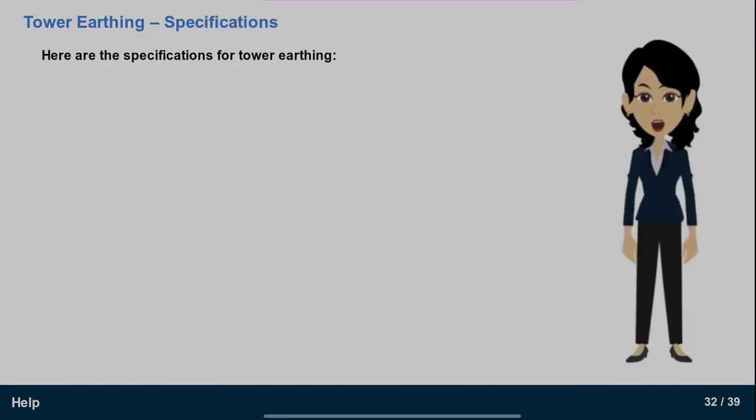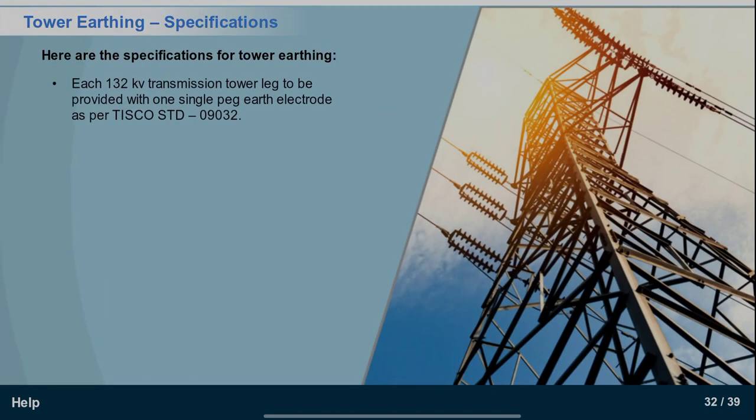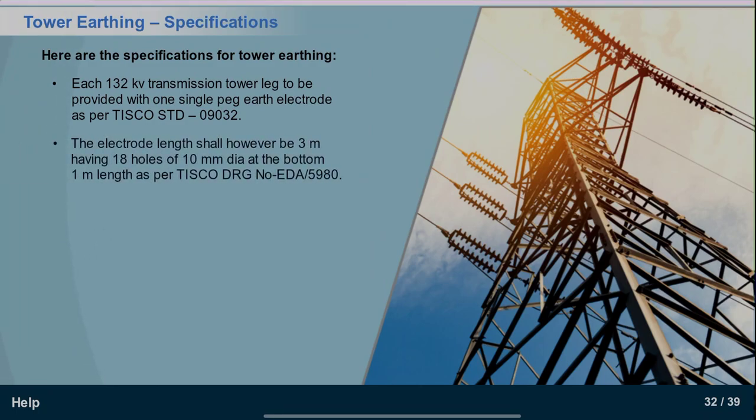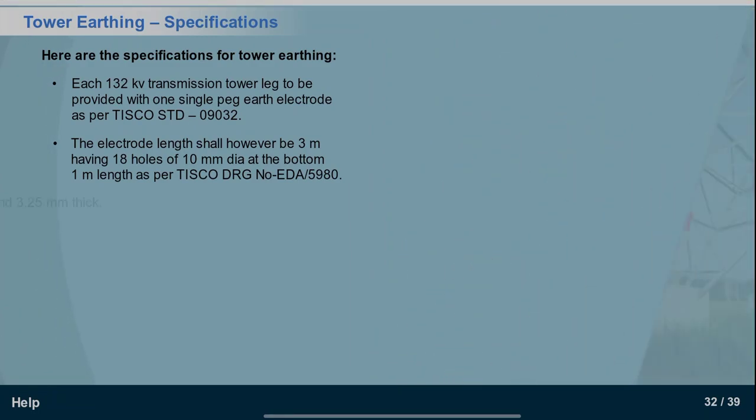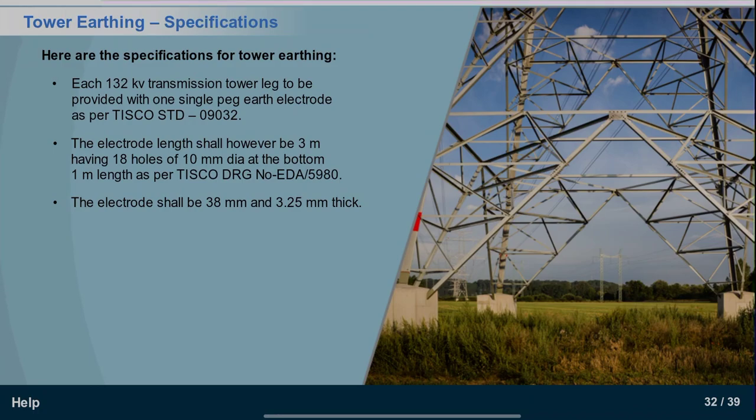Let us now look at the specifications prescribed for tower earthing. Each 132 kV transmission tower leg is to be provided with one single peg earth electrode as per TISCO standard 09032. The electrode length shall be 3 meters with 18 holes of 10 mm diameter at the bottom 1 meter, as per TISCO DRG number EDA by 5980. The electrode ID shall be 38 mm and 3.25 mm thick.